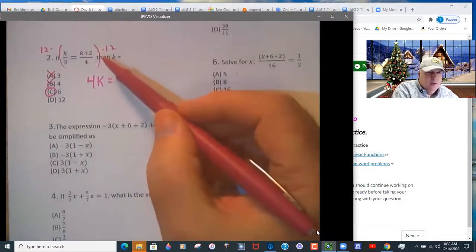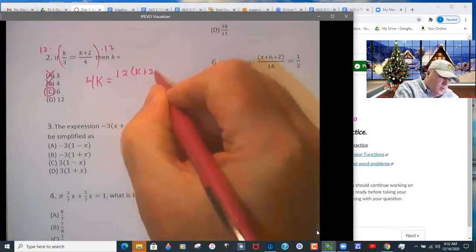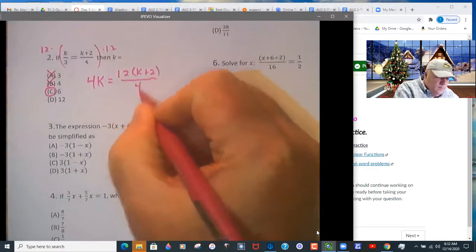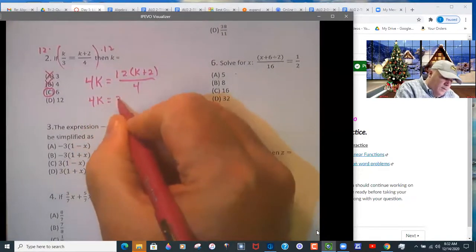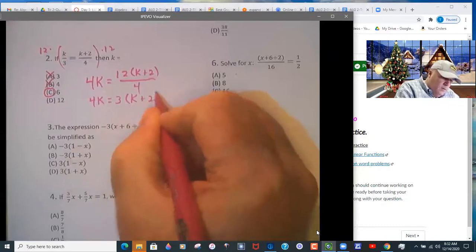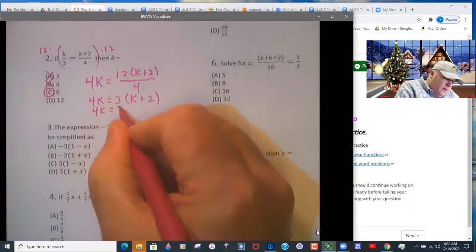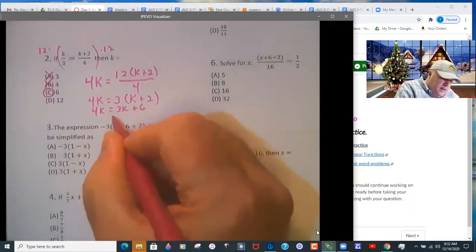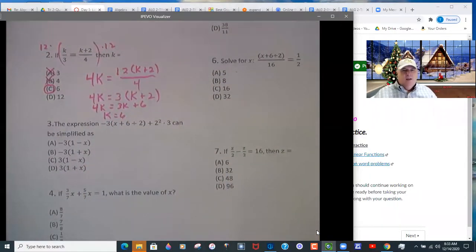But you'll be forced to learn this skill. So here, however you want to do this, this is like saying 12 times K plus 2 over 4. So the 12 over 4 is 3 in front of the parentheses. And yep, this is a lot of work, but again, they're going to test you on this, multiplying and then subtracting the 3K over to eliminate fractions. You need to practice it. You need to try random problems. Almost all are linear equations.